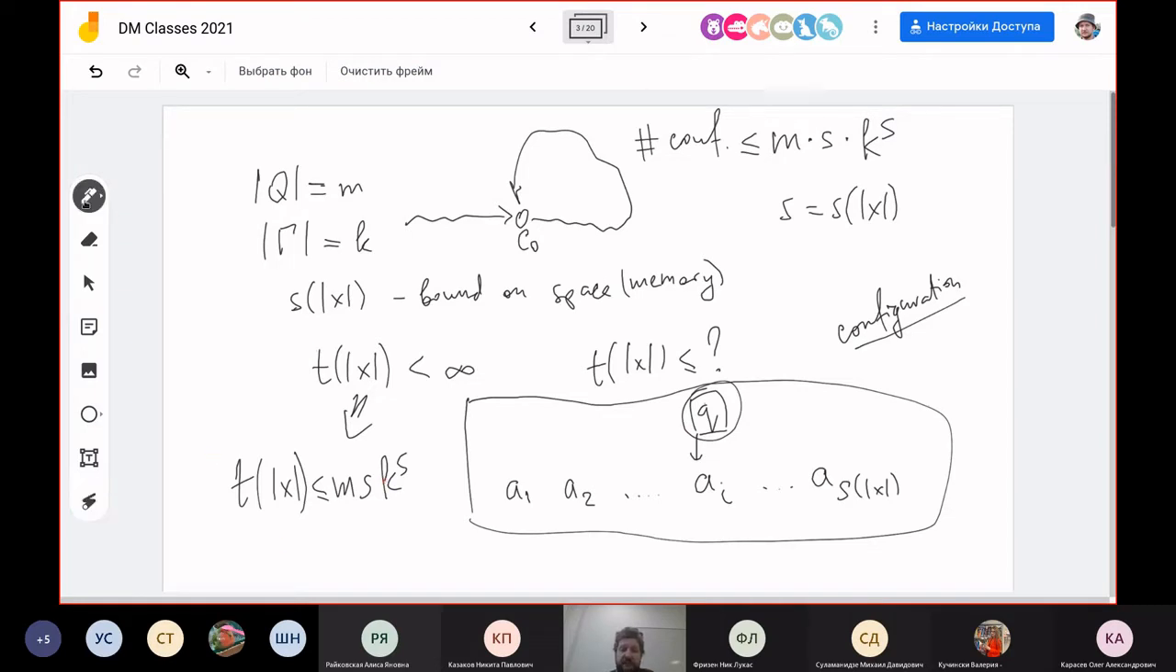So this shows that if your space is polynomially bounded, so if you operate in P space, then you operate in exponential time.